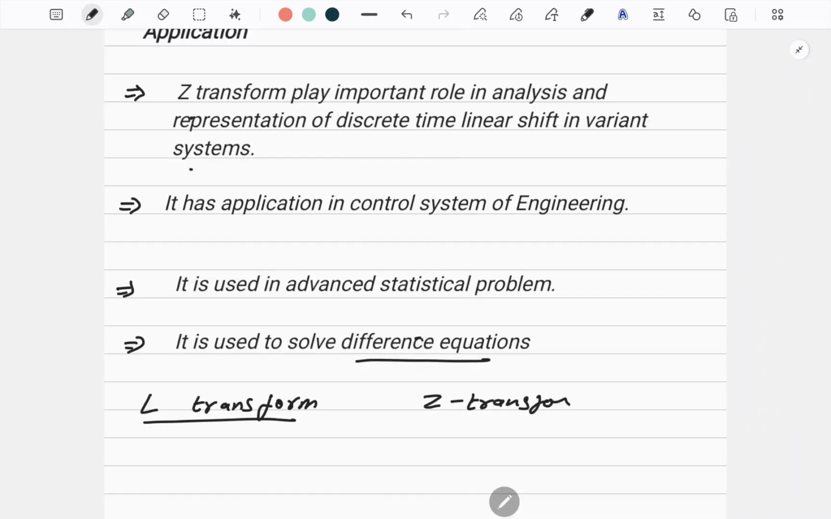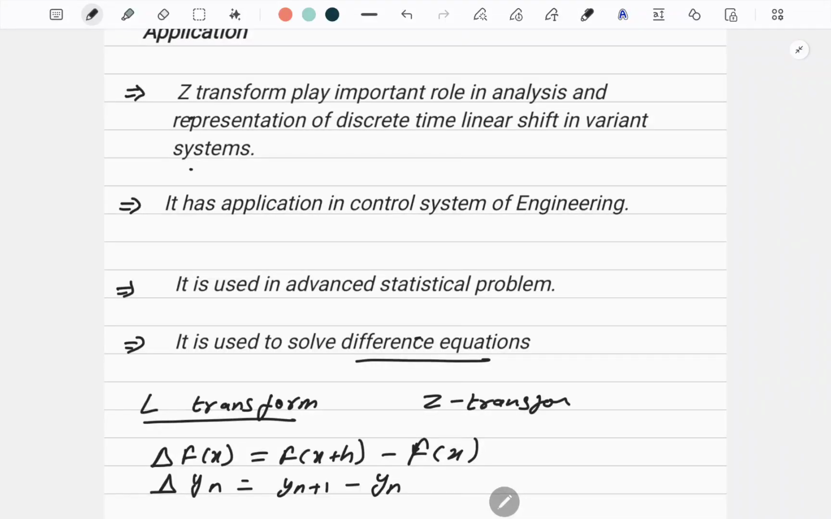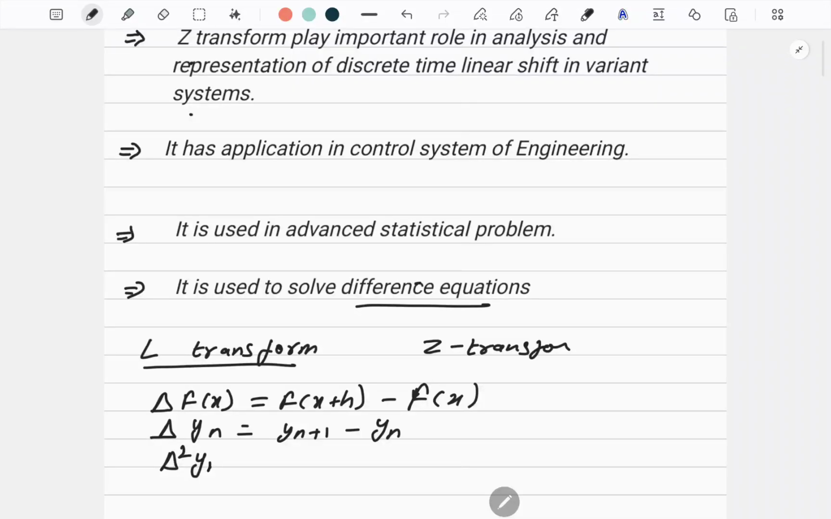What is a difference equation? In numerical methods you have done the difference operator. This is called the forward difference operator. When I apply it here, it gives f of x plus h minus f of x, right? And we used to write it like this also: delta y n is equal to y n plus 1 minus y n. So we can also define a second order difference. This type of difference gives me the difference equation. So Z transform helps me to solve these difference equations, which you will learn at the end of the module. But first we need to understand the basic concept.